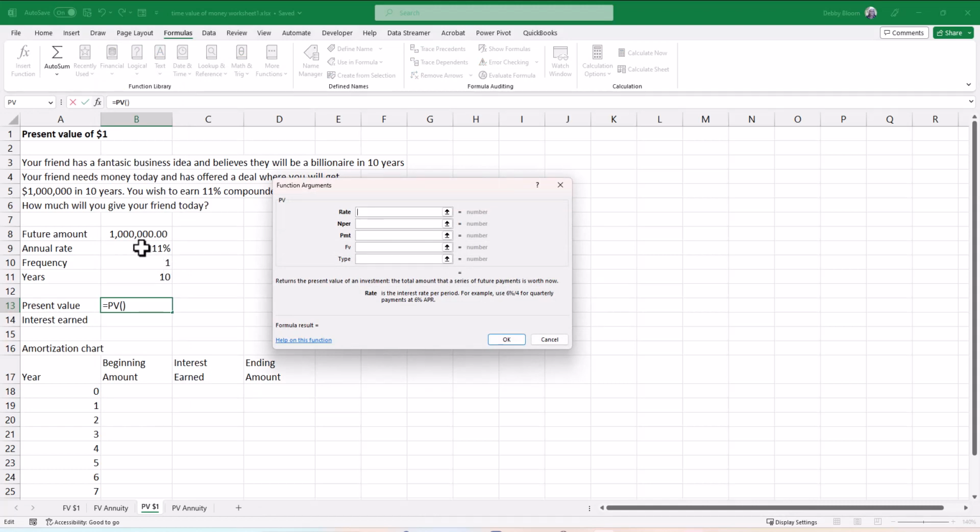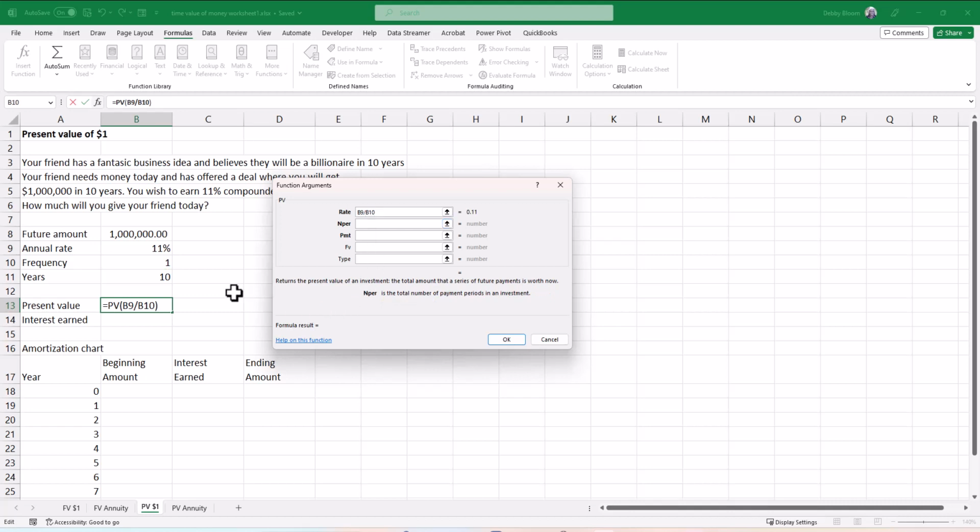I know it's silly to divide by 1, but if you wanted to use the same worksheet to calculate different frequencies, you'd have to do the division, otherwise you'd have to redo the calculation. So in the rate, I'm going to click on B9, and I'm going to divide by the frequency B10. So in the rate B9 divided by B10, which of course is 11%.